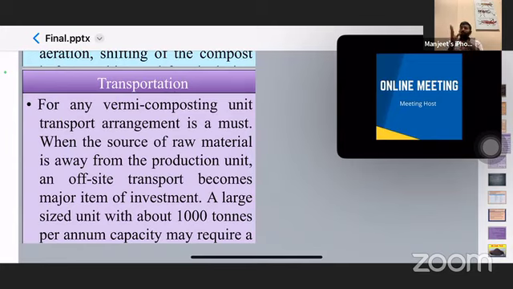Expanding on the transport may become infructuous. So it depends upon the site where you want to run your vermicompost unit. If the site is too far away from the raw material, like gaushalas or dairy, you have to invest a good amount on vehicles to transfer your raw material to the vermicompost unit as well as the finished product to your market.